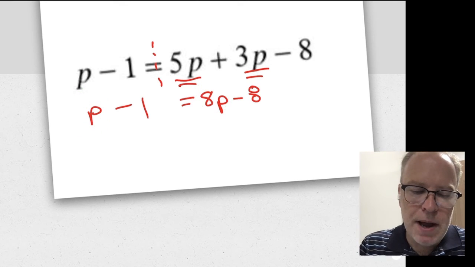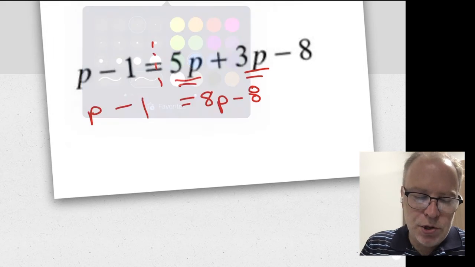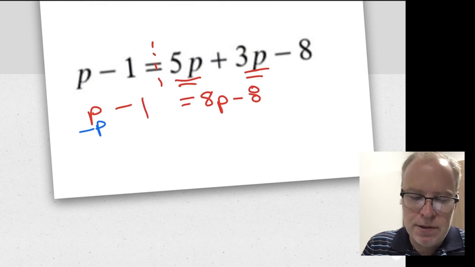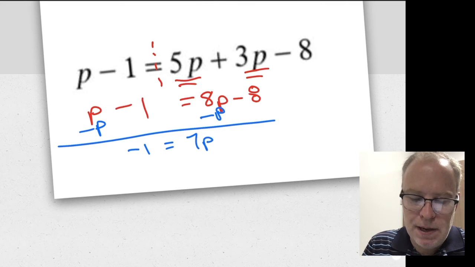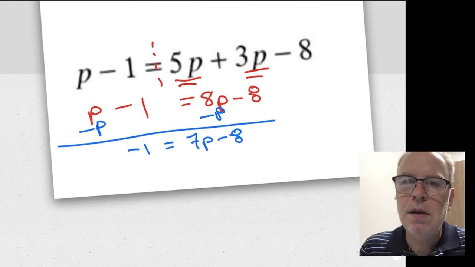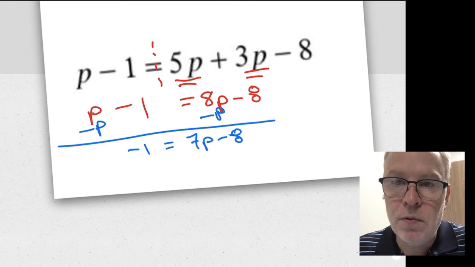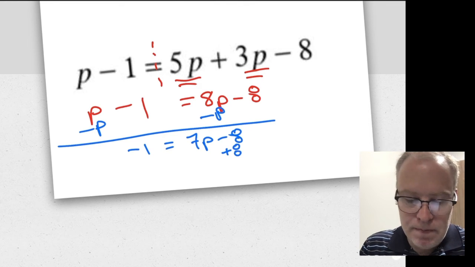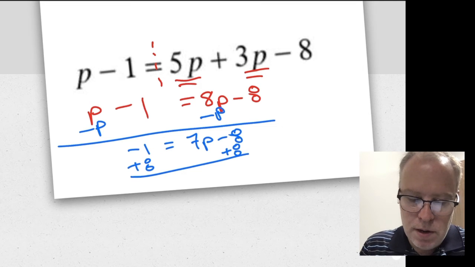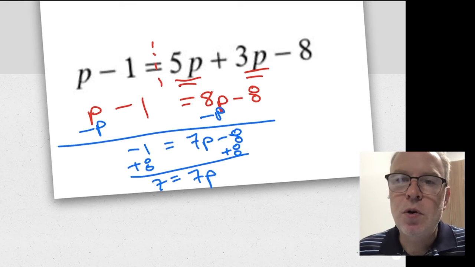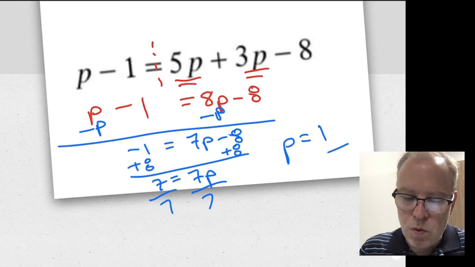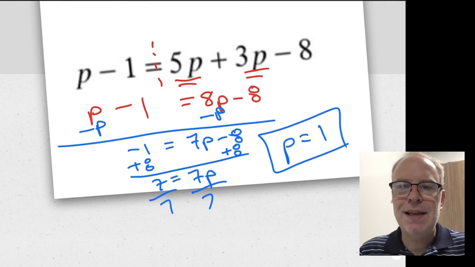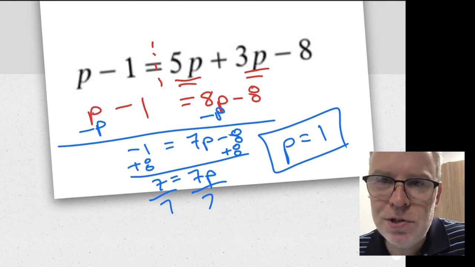It doesn't matter, but as I mentioned in class, I would try to stay positive, so I would minus p on both sides and get -1 equals 7p minus 8. And now hopefully you're home free. You want to get rid of the -8 but with a positive 8. Showing work, 7 equals 7p. So when you divide by 7 on both sides, what do you get? P equals 1. See how easy that is? That's easy, folks. Yeah, you got this.